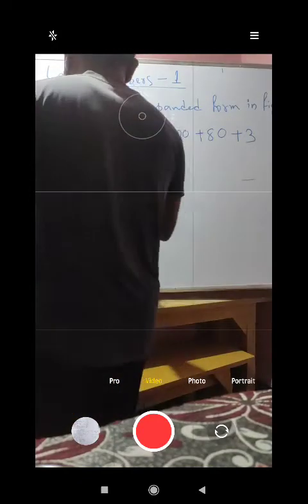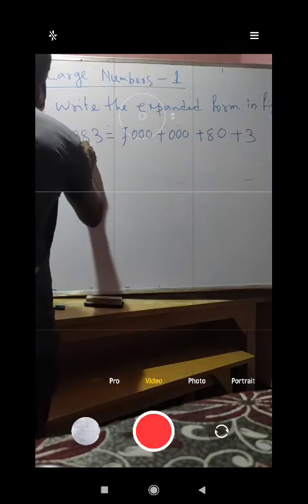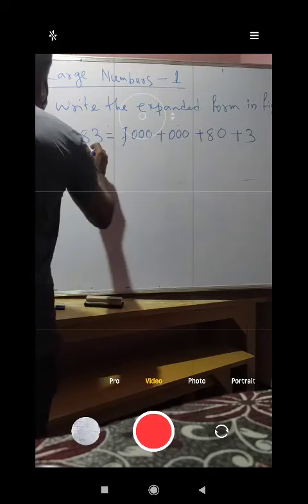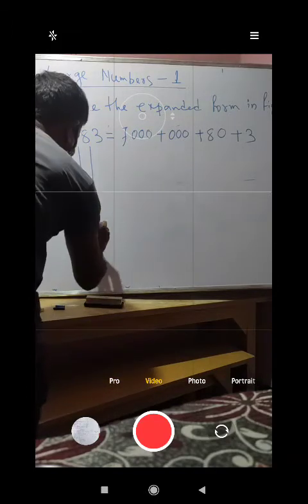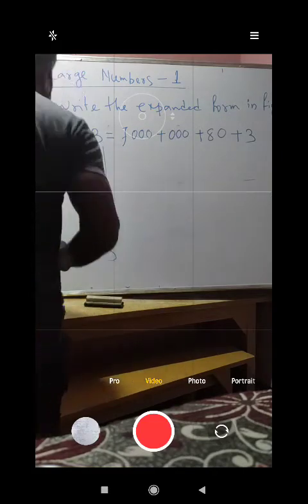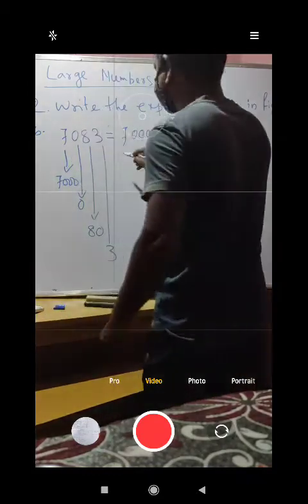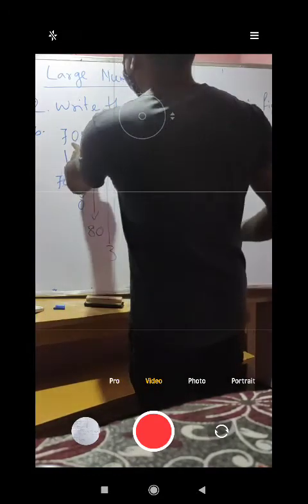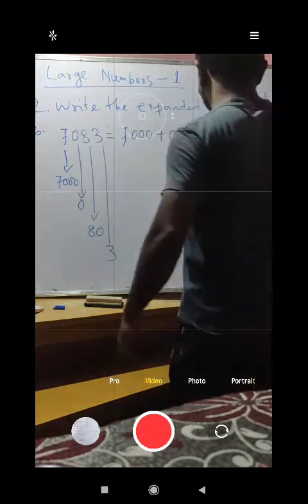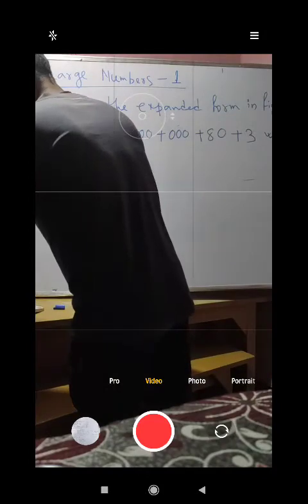So how does it represent? Actually this will be your 7,000. Here it will be 0 only. Here it will be your 80. Here it will be your 3. So if we add all these things, how much is it coming? Okay, it is coming as 7083, means 7083 is the answer. So like this way you will have to write. Fine. Next is arrange in ascending order.